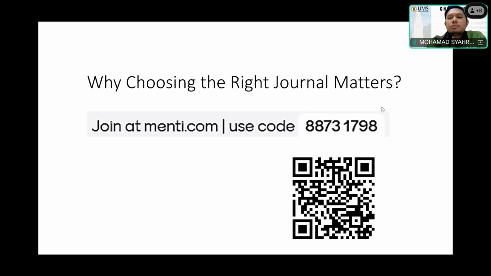So maybe anyone has an idea why we need to choose the right journal? Maybe somebody wants to share. Since you have that experience, why does choosing the right journal matter? Journals have specific requirements for published work. Okay, specific requirement. What's the specific requirement? You mean the journal scope?